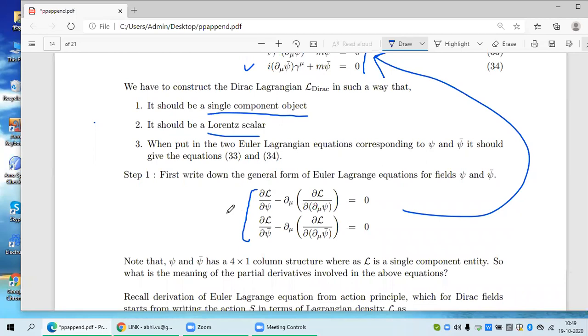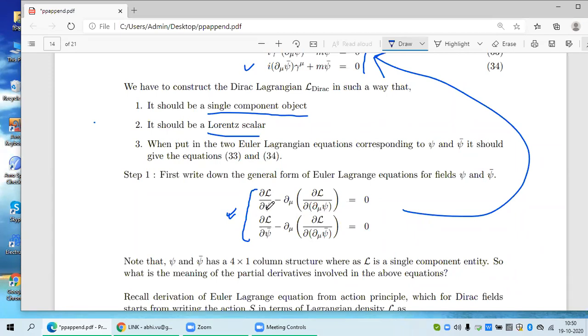Now, look at this Euler Lagrange equation. This is a general form of the Euler Lagrange equation, but there is a catch here. I said this Lagrangian should be a single component object. The form of the Euler Lagrange equation shows that I am taking a derivative with respect to an object psi, which is a 4x1 column matrix. So L is a single function, psi is a 4x1 column matrix.